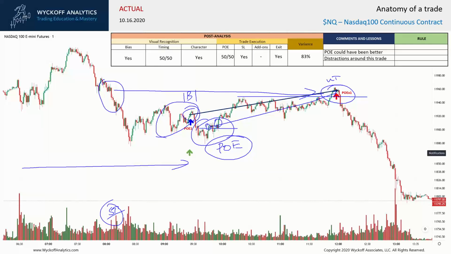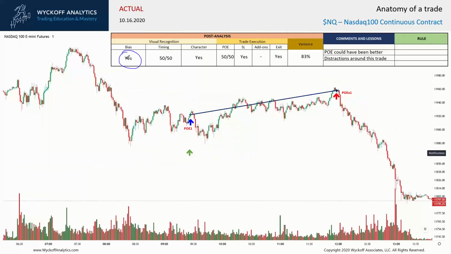So Franz, if we would go through the post analysis, I'd say bias is yes. There is a recognition of the counter trend trade, timing 50-50, so it seems like we are in the correct area, but we definitely would want to improve that. Character, yes, we understand that there's going to be some laborious movements to the upside. Point of entry, again, could have been improved. Stop loss, okay, and exit, yes. So some improvement on the variance, 83 now. And I'm just saying that point of entry could have been better. And then again, some distractions around this trade.